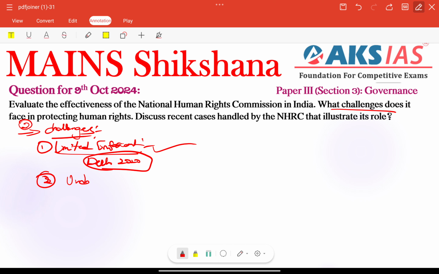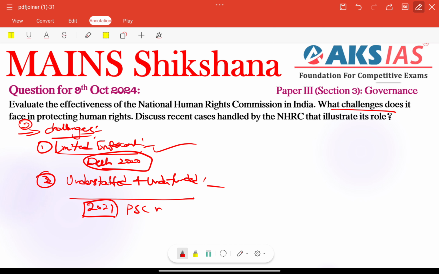Next, we have understaffed and underfunded issues. That is also very important. Here NHRC suffers from insufficient staffing and financial resources, which is hindering its functioning. For example, the 2021 Parliamentary Standing Committee report criticized the NHRC's inadequate budgetary allocations, noting that only 65% of the sanctioned staff strength was filled here. Right? So we need to focus on these types of issues and the needed measures.